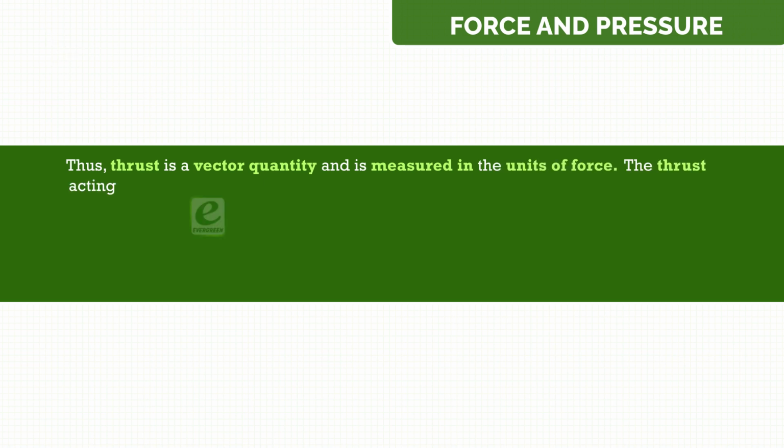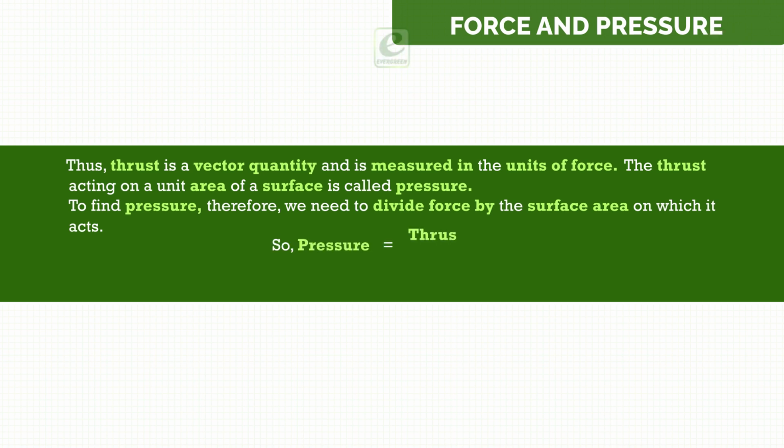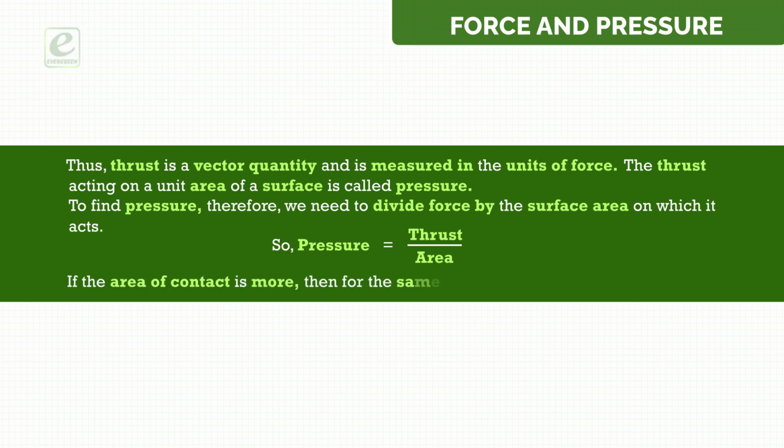The thrust acting on a unit area of a surface is called pressure. To find pressure, therefore, we need to divide force by the surface area on which it acts. So pressure is equal to thrust upon area. If the area of contact is more, then for the same force, pressure is less.